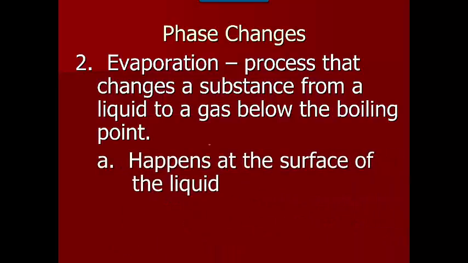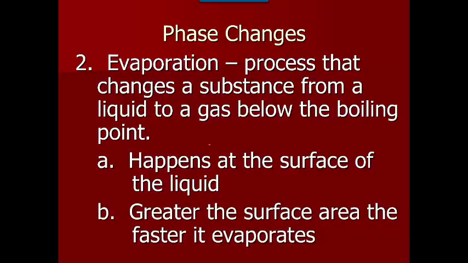Evaporation happens at the surface of your liquid. So it's not boiling. Boiling happens all the way through. You can see the bubbles come up from the bottom, but evaporation just happens at the surface. And the bigger the surface area, the faster it evaporates. So if you have a large puddle with a really, really long surface, it's going to evaporate faster than something that has a lot of liquid but just a little surface area showing.